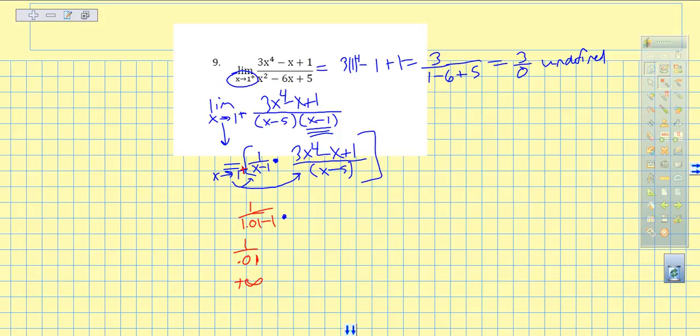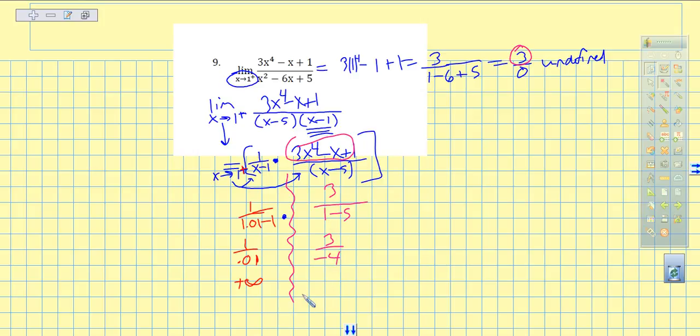Okay, let's change colors. Let's use this purple here, pink or whatever this is. And now let's try directly plugging in our 1 and see what we get. We have a 1 minus 5, and we still have 3 on the top, right? We figured that out from the very first step up here.